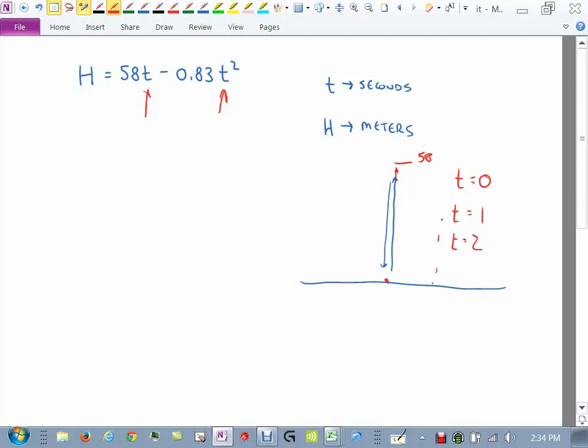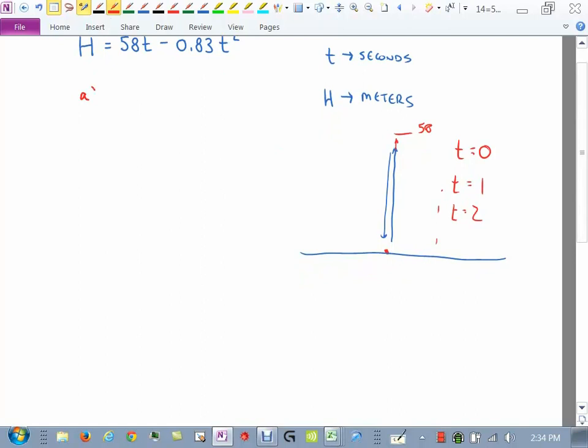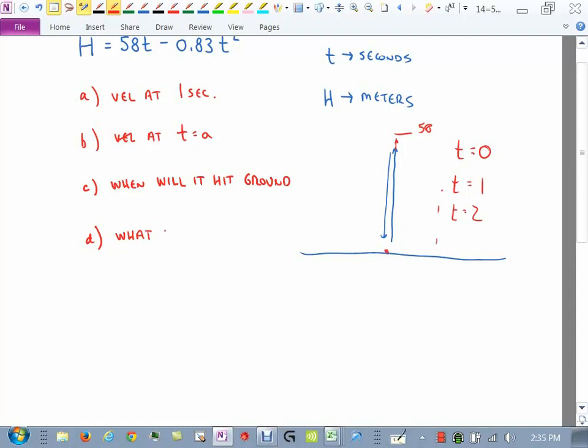But let's talk about the questions here. First, A: find the velocity at 1 second. So how fast is this thing going after 1 second? B, what's the velocity at t equals a? So at any point in time, what's the velocity? C, when will it hit the ground? And then last thing, D, what is the velocity when it hits the ground?